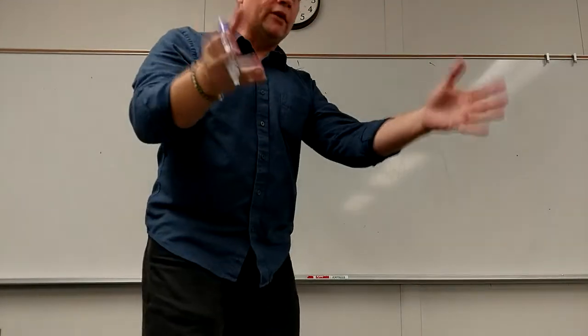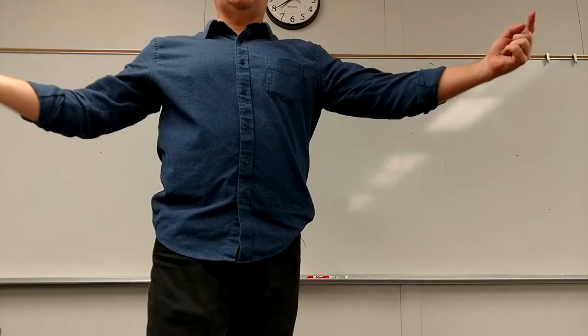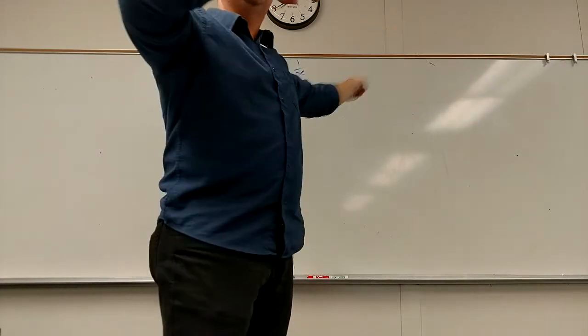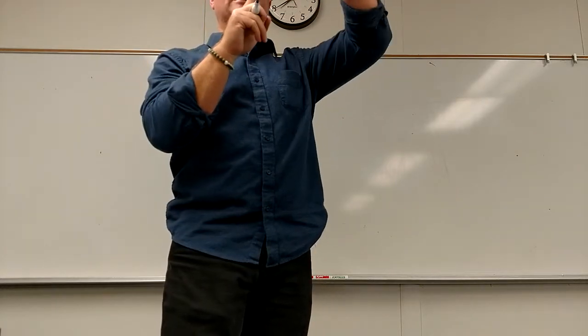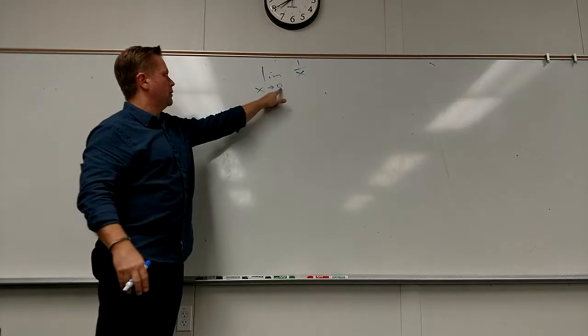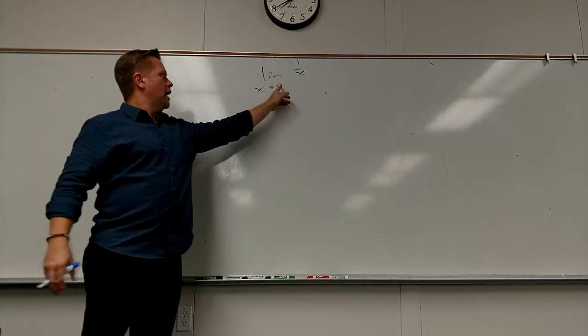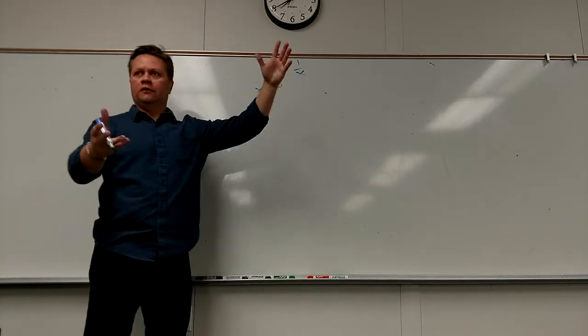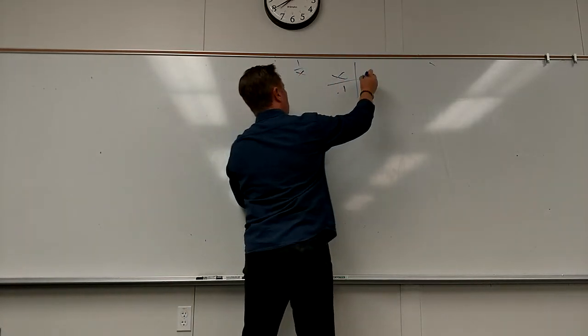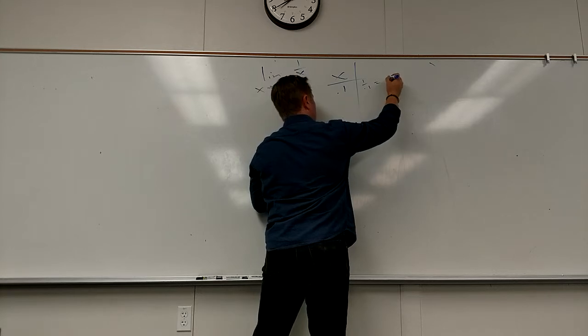Can't get to 0. X is never equal to 0. But it does mean I approach 0 from both sides. There will be notation if I only want to approach from one side. If I don't see anything extra on top of this, that means go to 0 from both sides. What happens if I go to 0 from above? It looks like we might have to do this. If I put a 0.1 in, what is 1 divided by 0.1?